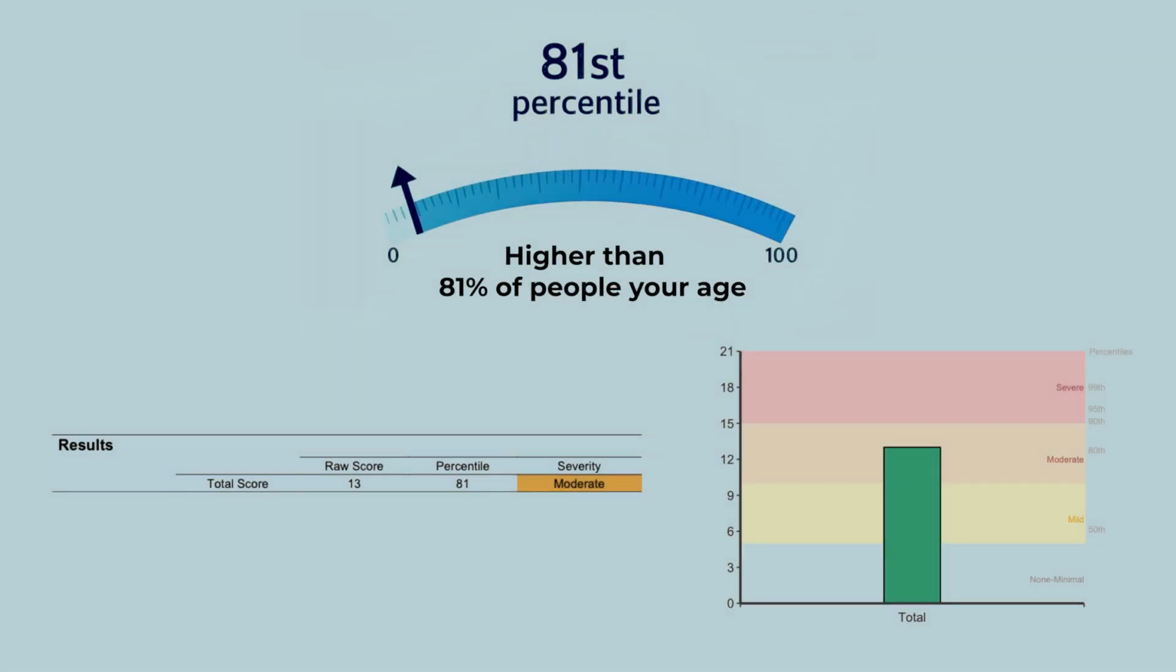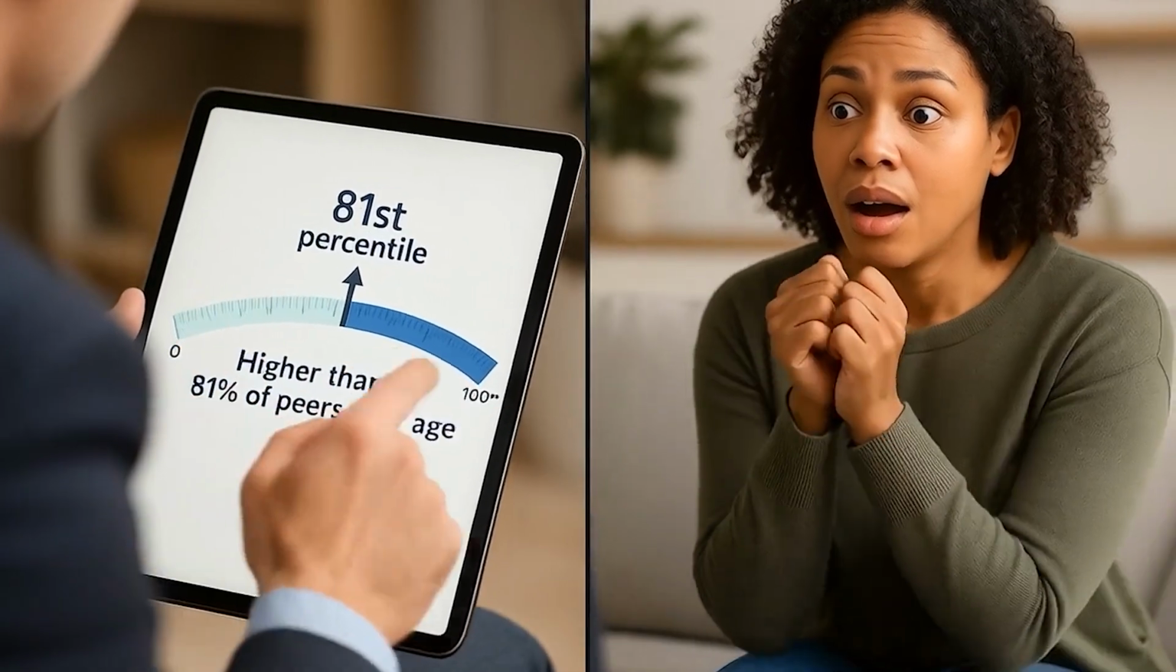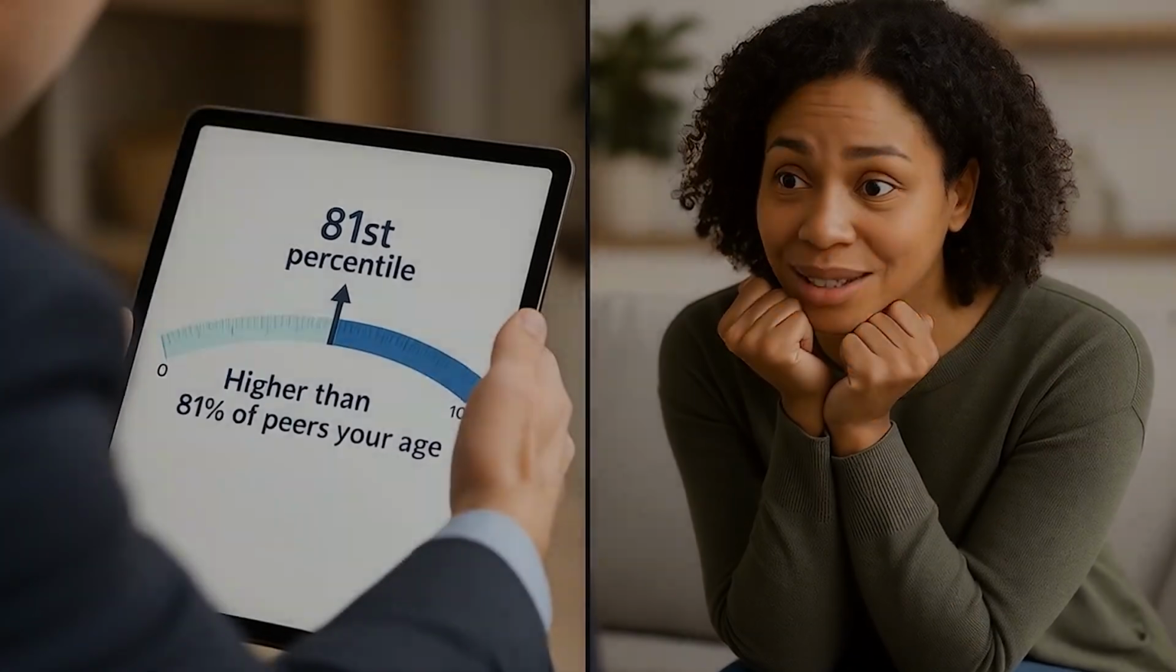NovoPsych also gives you another really powerful layer of context: normative data. So for this client, for example, their score of 13 puts them in the 81st percentile for their age group. What that tells us, and what we can share with them, is that their anxiety symptoms are more severe than 81% of people their age. That can be eye-opening for clients. It puts their symptoms in context, helps with psychoeducation, and gives us another tool for shaping the treatment plan.